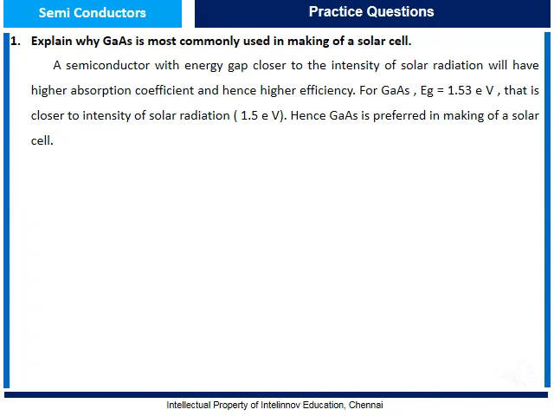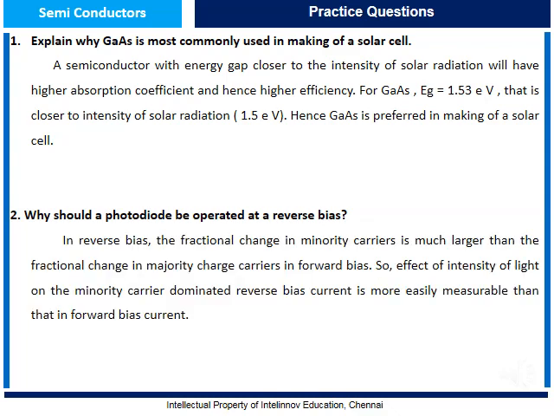Question number 2. Why should a photodiode be operated at a reverse bias? The answer is, in reverse bias condition, the fractional change in minority carriers is much larger than the fractional change in majority charge carriers in forward bias. So, effect of intensity of light on the minority carrier dominated reverse bias current is more easily measurable than that in forward bias current.